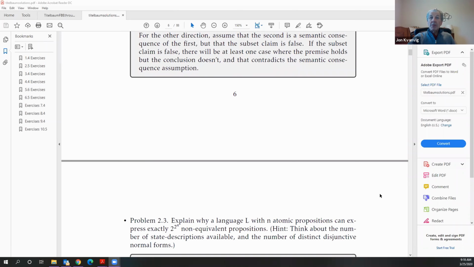Okay, problem 2.3 is just a fun kind of proposition to try to explain and defend. So explain why a language with n atomic propositions contains this many non-equivalent propositions. And then he gives us a hint.